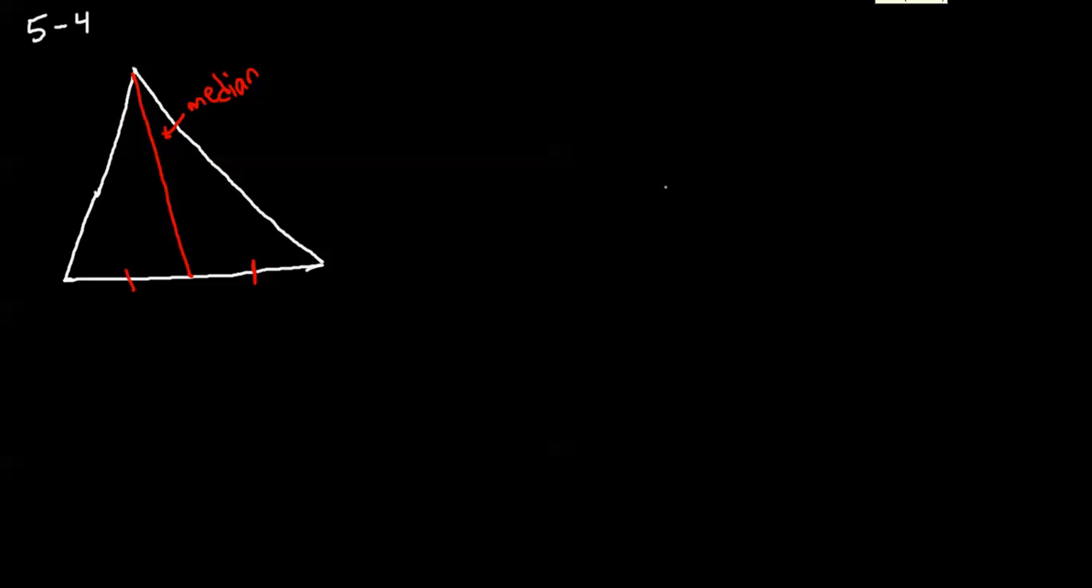In this section, we're going to be looking at medians and altitudes. To start off with, we're going to look at a term called a median of a triangle. A median of a triangle is a segment whose endpoints are a vertex and the midpoint of the opposite side. So here in the diagram, you can see that the line has one endpoint at a vertex at the top and one endpoint at the midpoint of the opposite side.